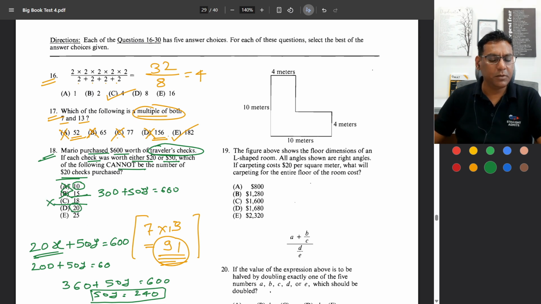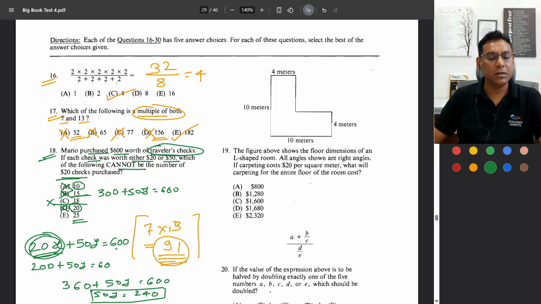Again, this is possible. You can verify for the sake of simplicity. This is going to be 400. 400 plus something is 600. 50y is 200. I can find that out. Again, here also this is going to be 500.